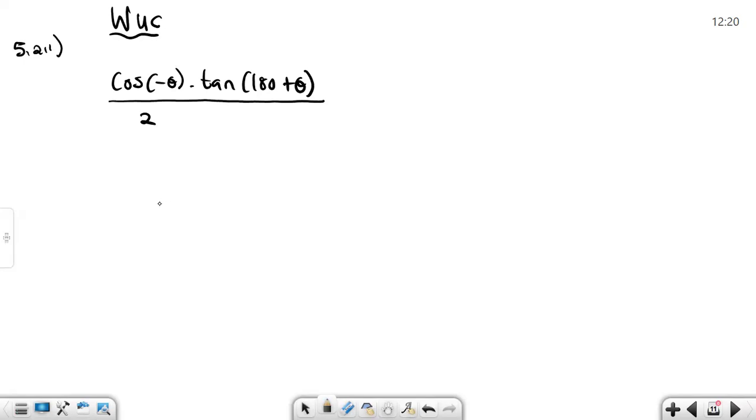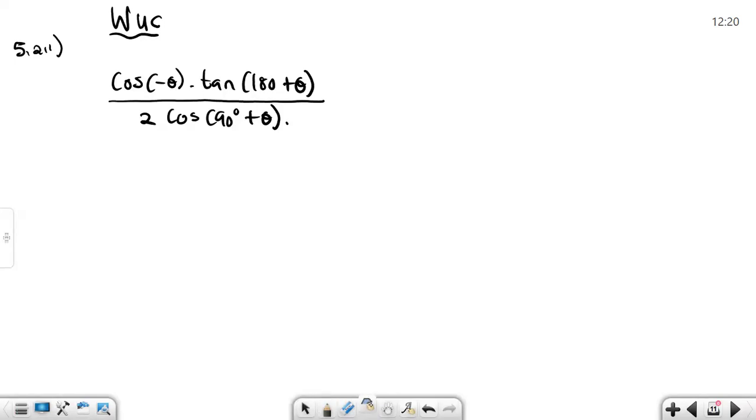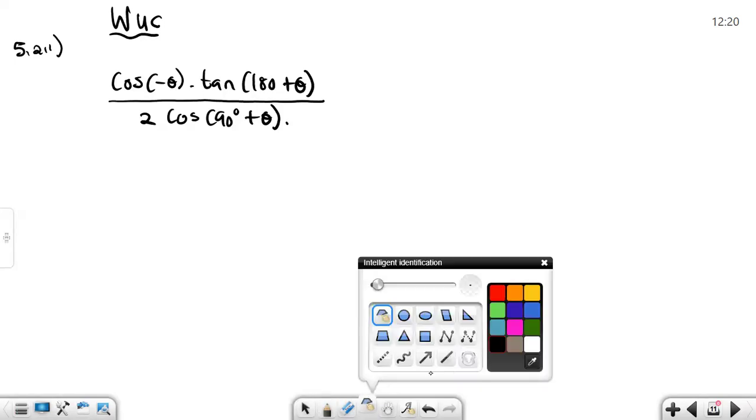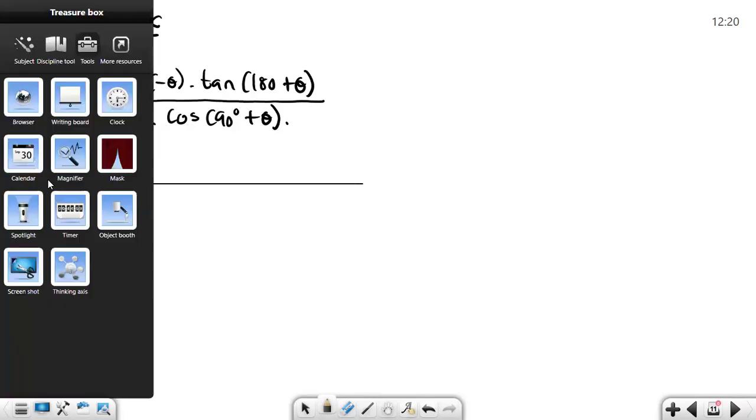Let's just confirm: cos theta, 90 degrees plus that. How do we do this? The first thing I'll do is use a calculator. The trick is all about the use of a calculator. They said without use of a calculator, but... Do we have cameras? No. All right, cos negative theta. I'm just going to use my calculator.